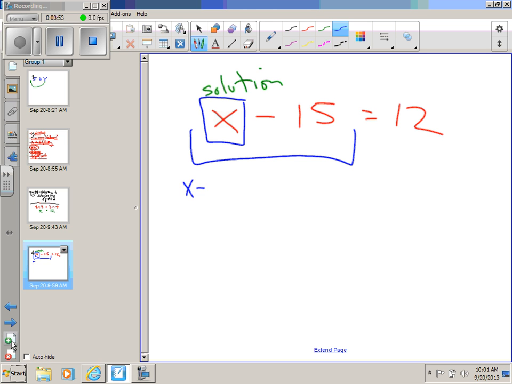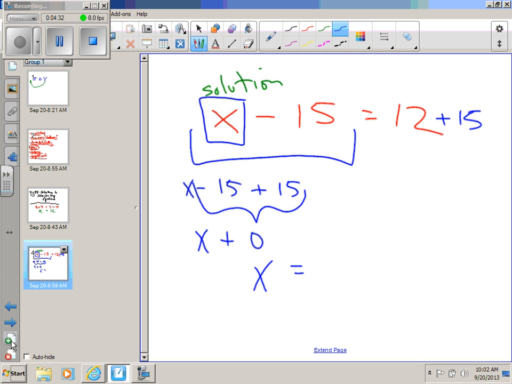When I have my x minus 15 and I add 15 to it, the negative 15 combined with the positive 15 is what? Not negative 30. Not positive 30. 0. So essentially, this is x plus 0 I have now, which is the same as saying just x. Oh, we're not finished. If I added 15 to this side, I must also add 15 to the other side.